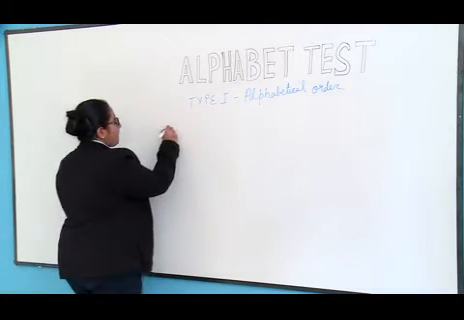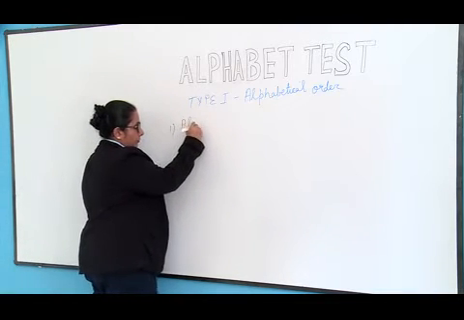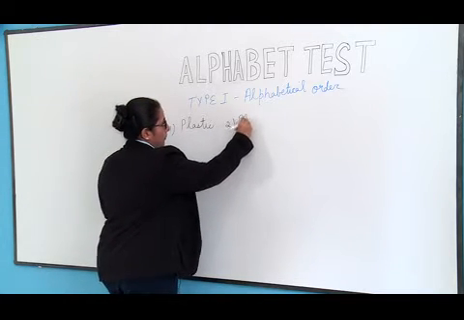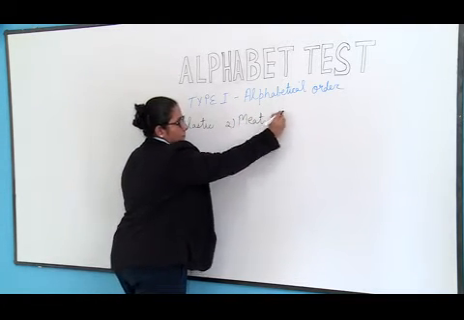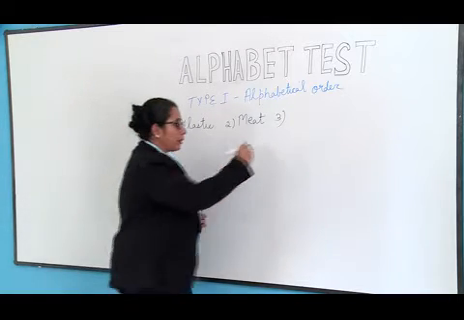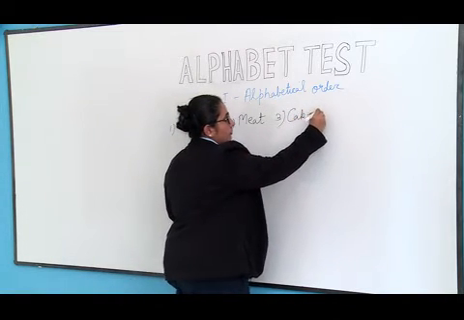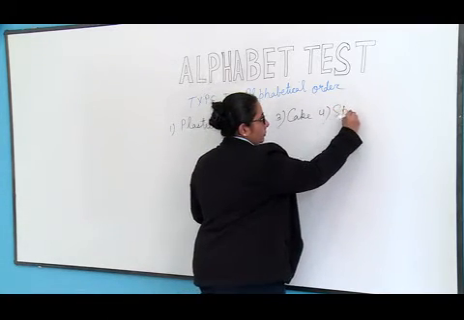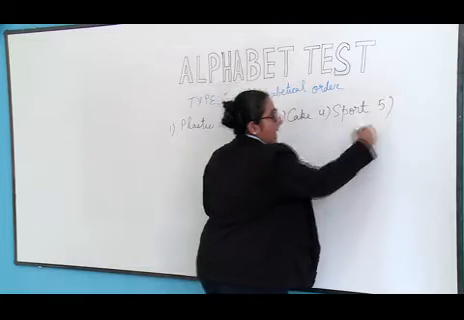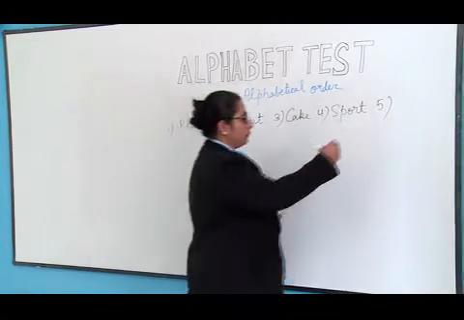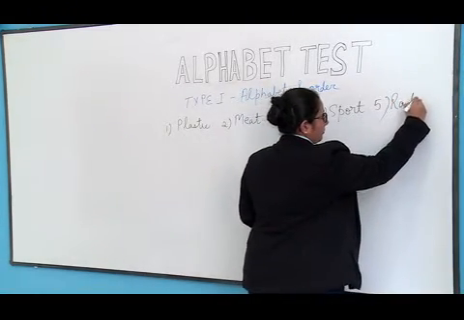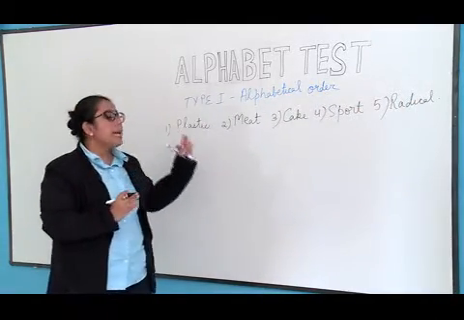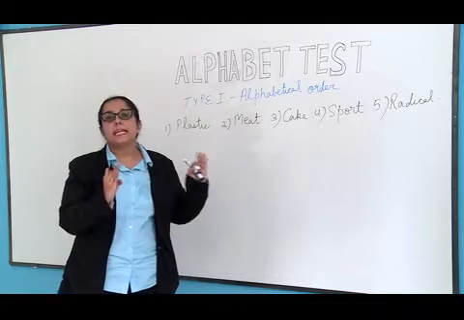First word is plastic. Second word is meat. Third word is cake. Fourth word is sport. And the last word is radical. Now we need to arrange these words according to the dictionary or according to the English alphabets.